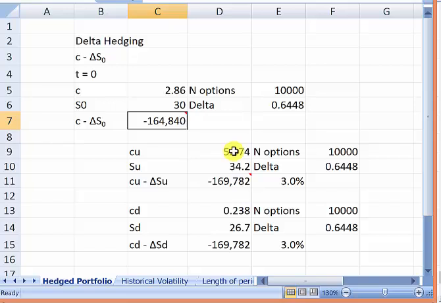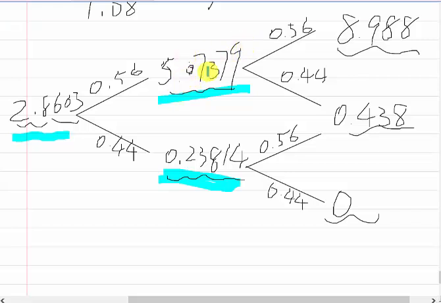Okay, let's look at what will happen if the underlying price goes up, that is, moving from $30 to 34.2. And we know when that went up, the call value became 5.074. That's what we have calculated.